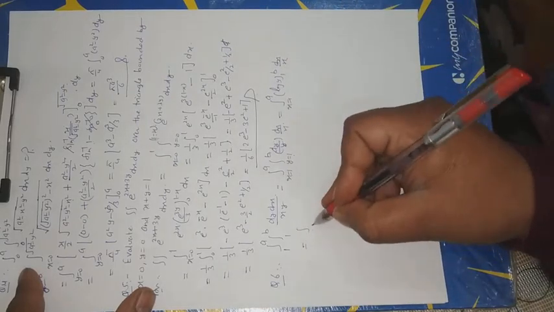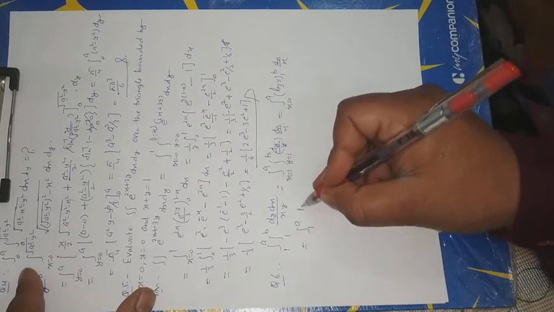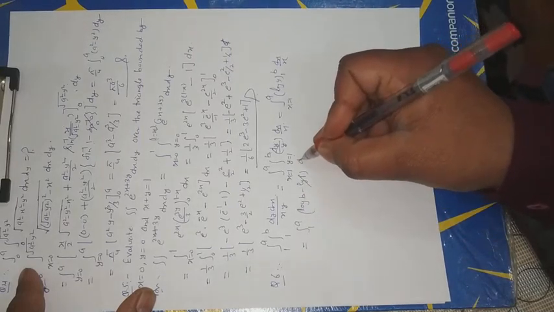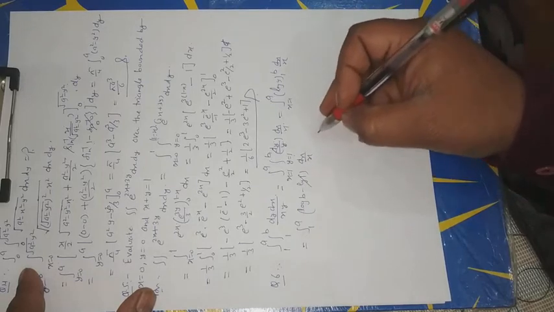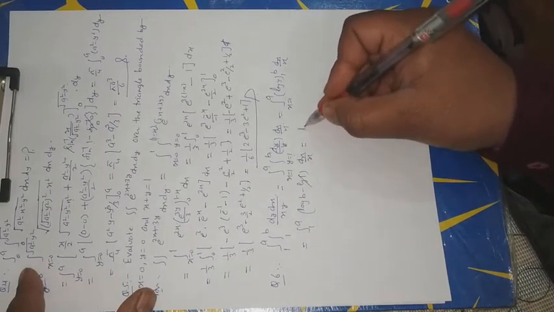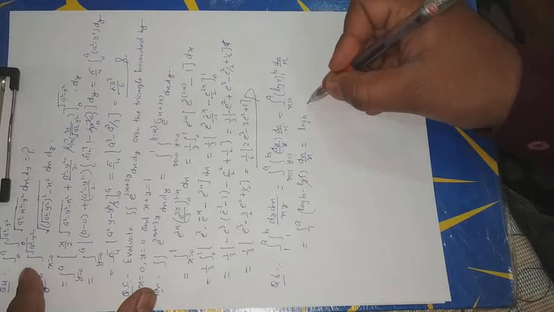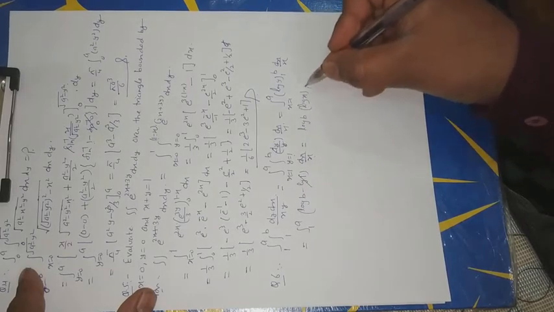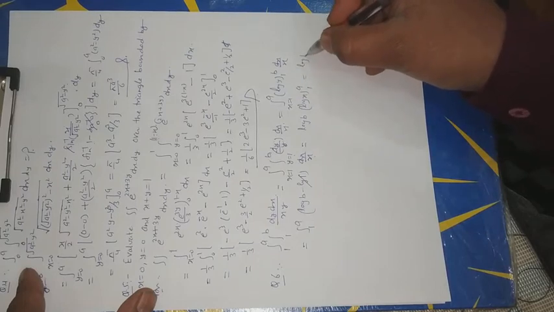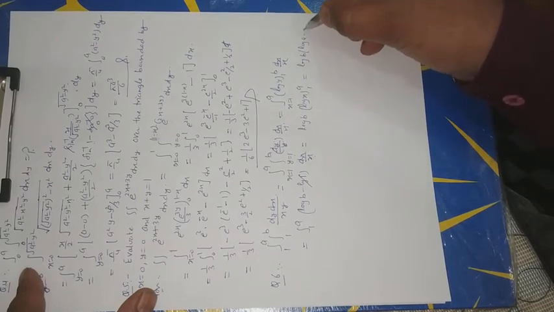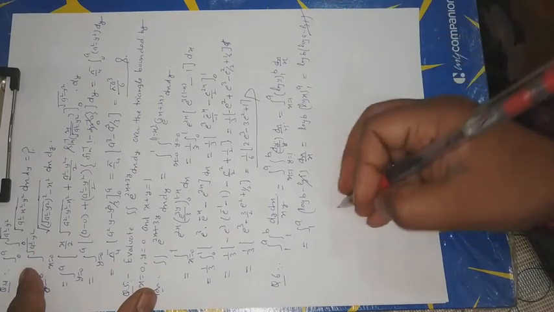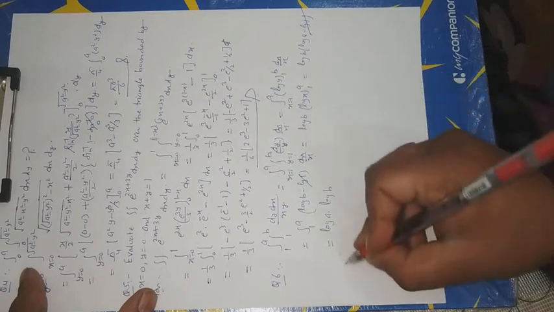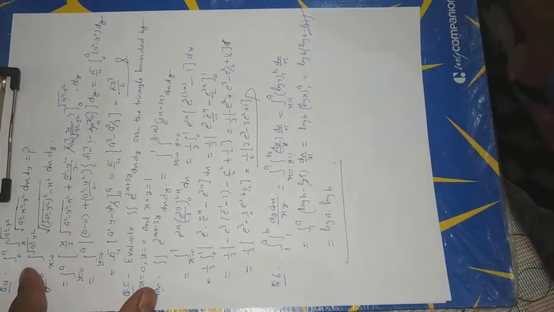Now limit 1 to a, log b minus log 1. The value of log 1 is equal to 0. Now dx upon x. Now log b, integration of 1 upon x is log x. Now putting the value 1 to a, log b (log a minus log 1). Log 1 is equal to 0. That is log a into log b. This is the complete solution.